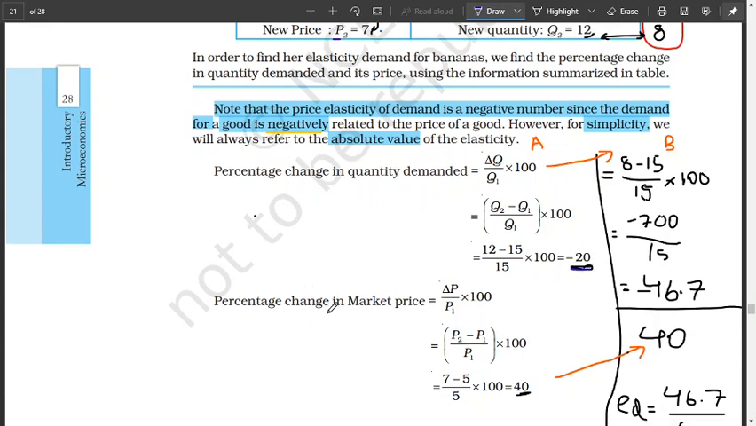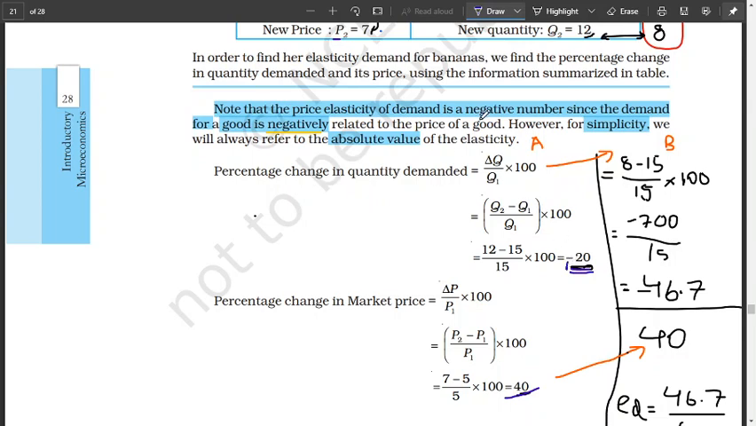What is the percentage change in price? It is delta P by P1. We know P1 is 5, and the price changes from 5 to 7, so 7 minus 5 by 5. That is 2 by 5, and 200 by 5 is 40. So what do you see from here? The percentage change in demand is minus 20% due to a price increase of 40%. Price increases by 40%, you buy less by 20%. The minus means the opposite, a decrease.